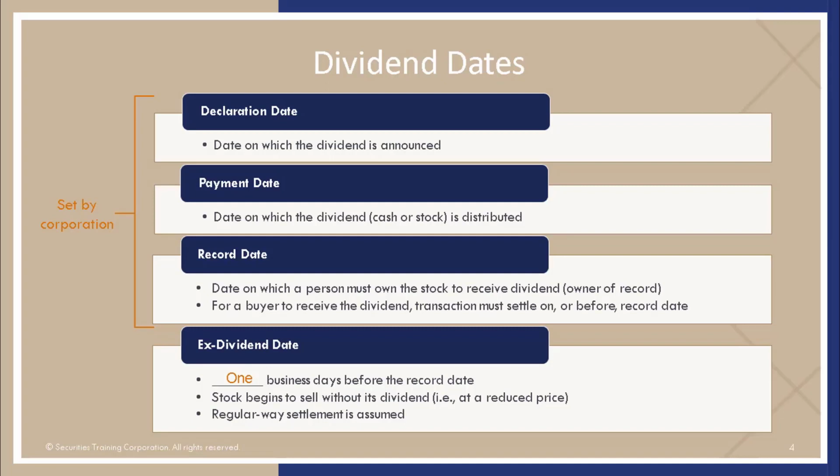Now, one more item before we move on to the next slide. Besides regular way settlement, there's also something called cash trades or cash transactions. That is where someone wants to buy a security and be the owner of that security on the same day. So cash trades settle the same business day, where regular way transactions settle in 2 business days. Now that's going to become important when we discuss the next slide.